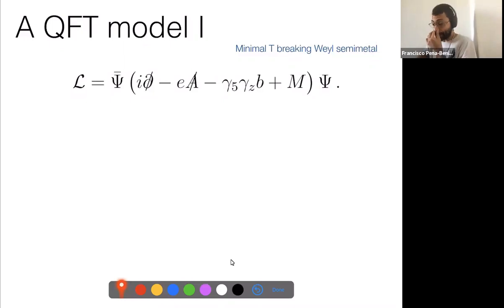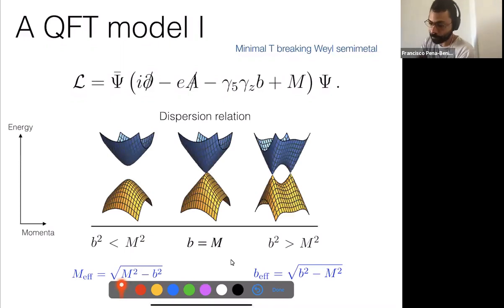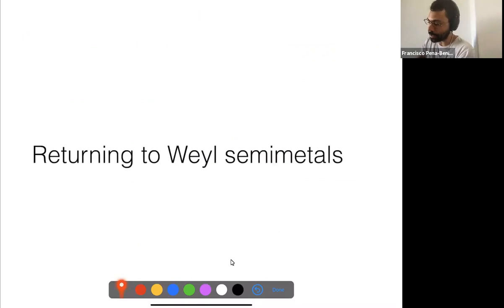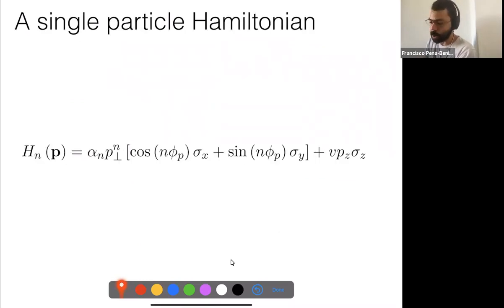So the story is that, let me go back to the Hamiltonian. Exactly. If we come back to the Hamiltonian, we will consider first the case n equal one. As we noticed before, the n equal one case is just the Weyl Hamiltonian. So if I want to write a model for the simplest Weyl semimetal, I will need to have something of this type.